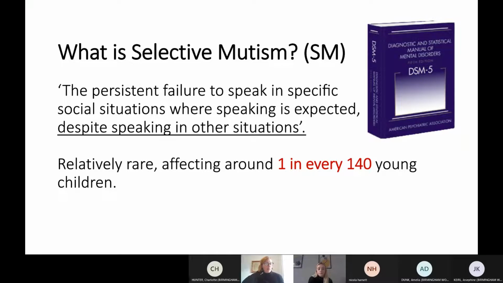The DSM-5 defines it as the persistent failure to speak in specific social situations where speaking is expected, despite the fact that they do speak in other situations. So it's a child, or an adult, who can speak without difficulty in certain situations, but in other situations doesn't speak. Selective mutism is relatively rare, affecting 1 in every 140 young children. But as we'll see, there's a higher incidence of selective mutism in the kind of cohorts that we worked with.